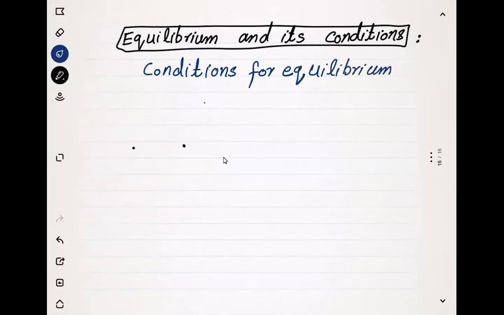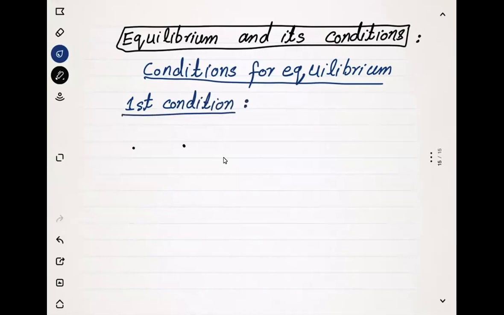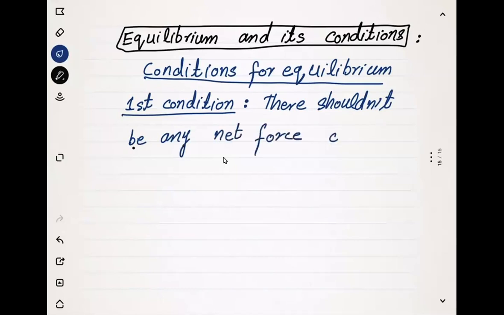There are two conditions for an object to be in equilibrium. The first condition is that there should not be any net force on the object. So there are two possibilities.